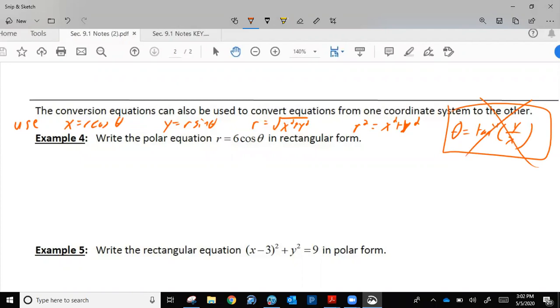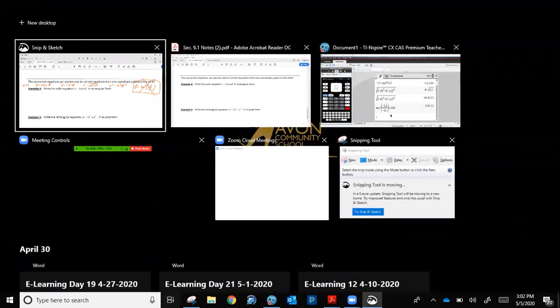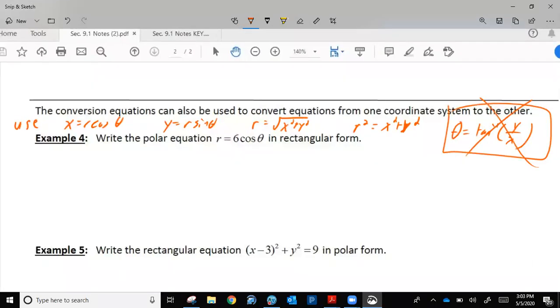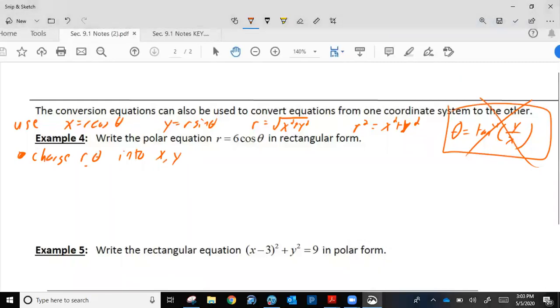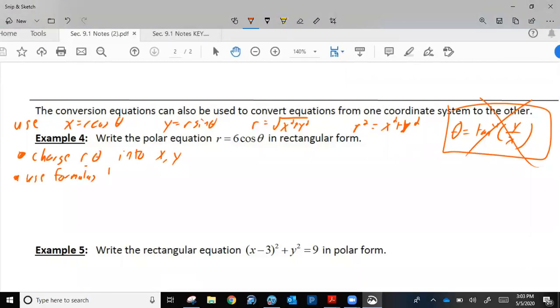So if we're going to turn r equals 6 cosine theta, a polar equation, into rectangular form, kind of the rules I want to go by here is we want to change all the r's and thetas into x's and y's. Change r theta into xy. We're going to use formulas to do that. That's really the main thing here.